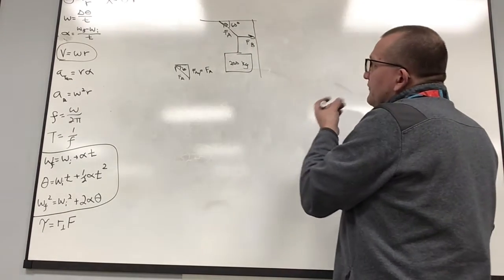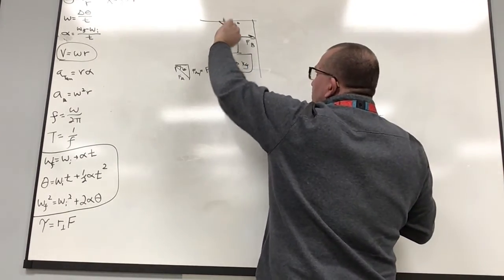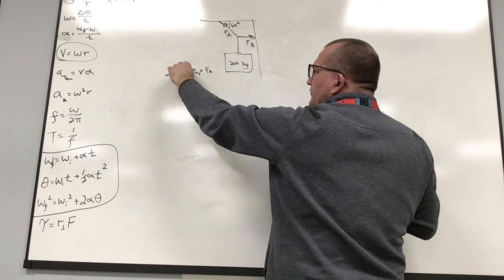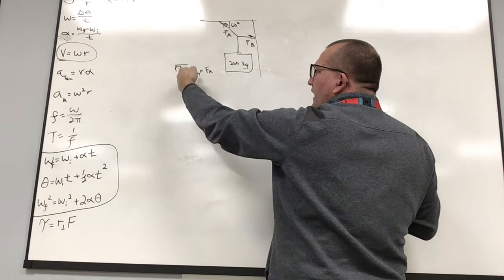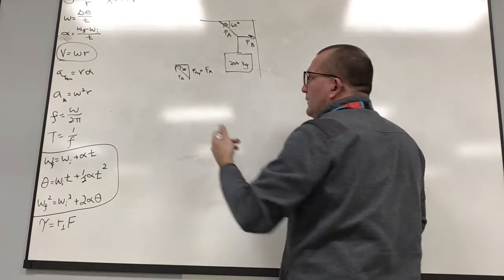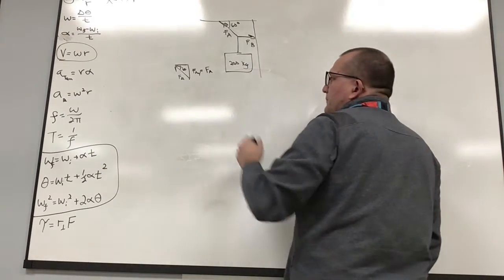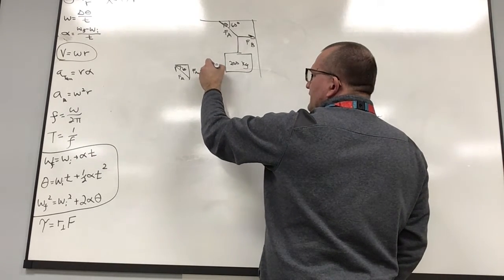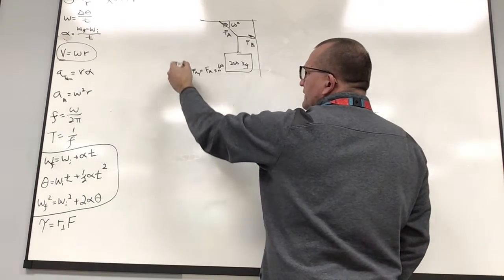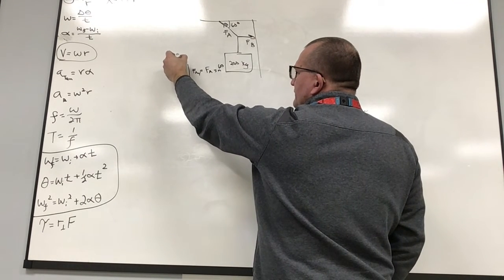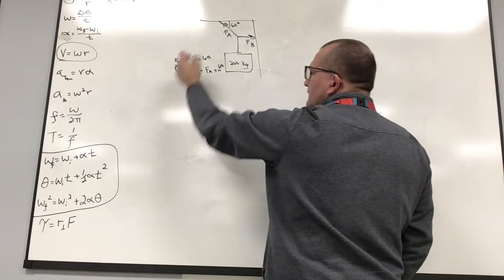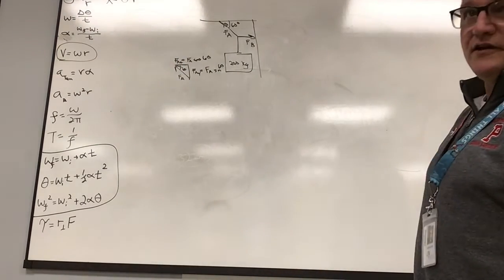FA is going to be going in two different directions here. At the 60-degree angle, FA on the y is FA times sine of 60, because that is opposite. And then the x component, FA of x, is going to be FA cosine of 60, because that is adjacent.